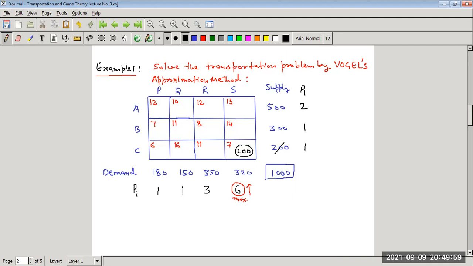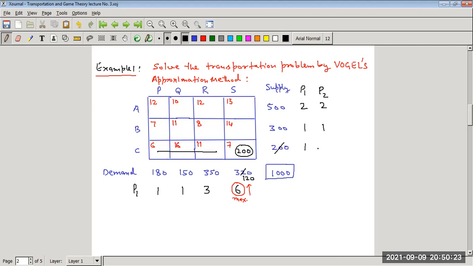So this row is exhausted, so we can make a line in this row because this row is exhausted. And the 200 demand is fulfilled, so we are left with 120. Demand is 120 now. Now again we calculate the penalty P2, because in this row again we get penalty 2.